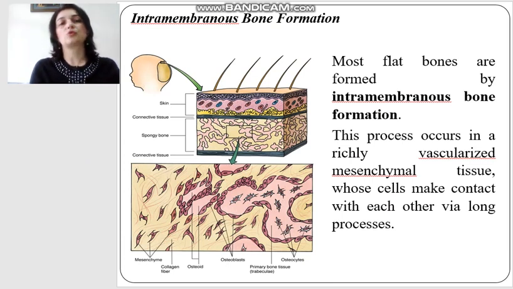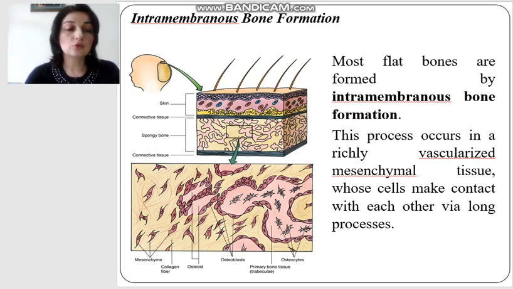Then the bone formation. There are two types of bone formation. First of all, intramembranous bone formation. It is for flat bones. This process occurs in richly vascularized mesenchymal tissue, where skeletogenic islands will be formed, and the mesenchymal cells will gradually develop into osteoprogenitor cells, and finally into osteocytes, which will elaborate the matrix of the bone. They will develop the primary bone, which will then be replaced by the secondary bone tissue.